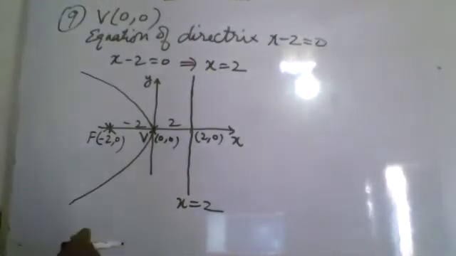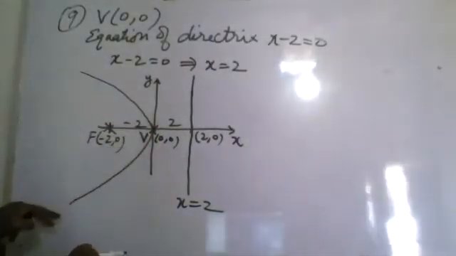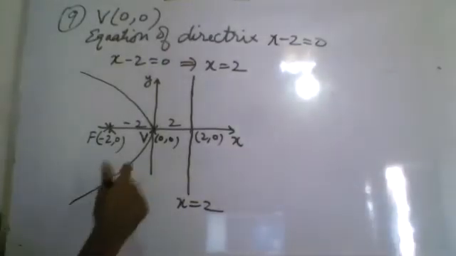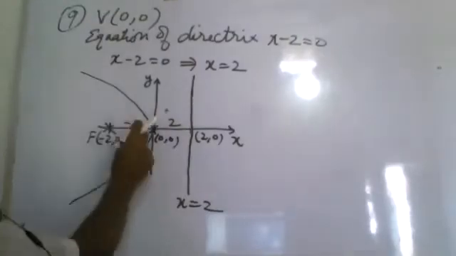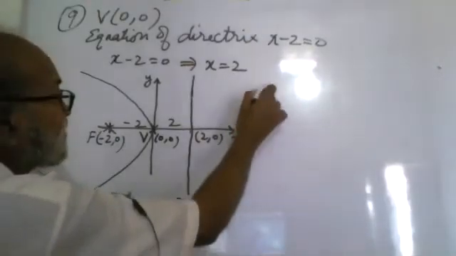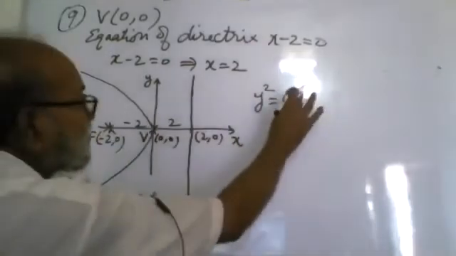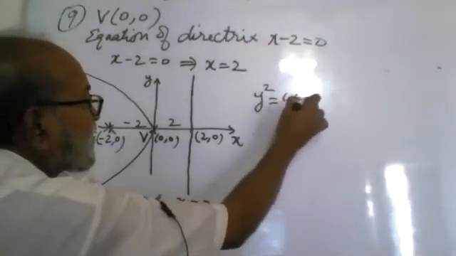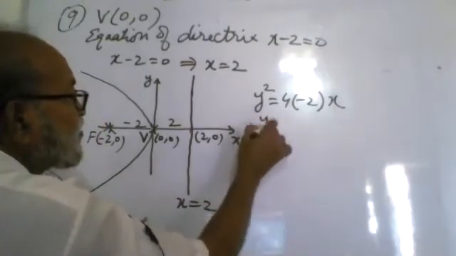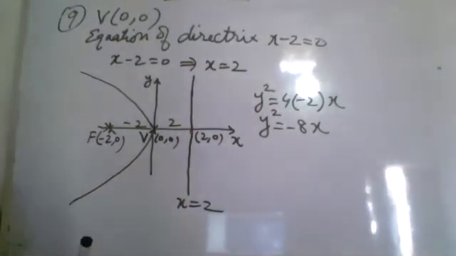Sir, write the equation alongside so that the whole board shows the equation of the parabola. That is the focus of the parabola. This is the sketch of the parabola. So what will be the equation? This is on both sides of the x-axis. So y square is equal to 4 into the distance, which is -2, into x. So y square is equal to -8x. Y square is equal to -8x is the equation of the parabola.